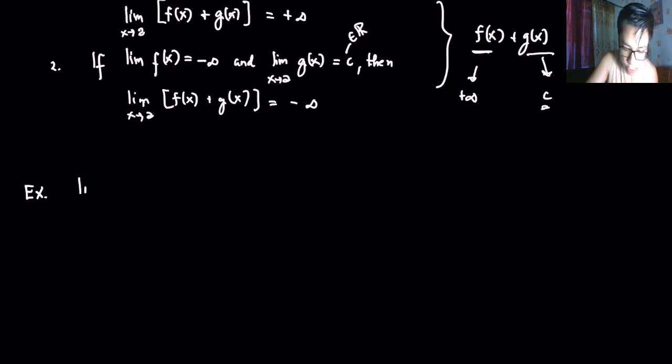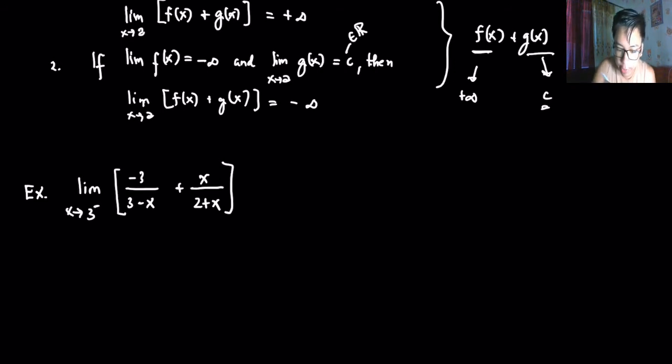So, assuming we're interested to solve for negative 3 over 3 minus x plus x over 2 plus x, as x approaches 3 from the left. Now, let's double check first which of these two is f of x and which is g of x, because of course the sum of two functions is actually commutative. So I'll try to see if it works here.